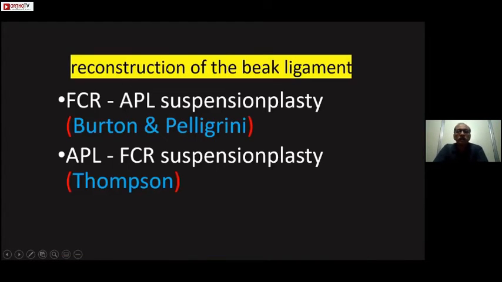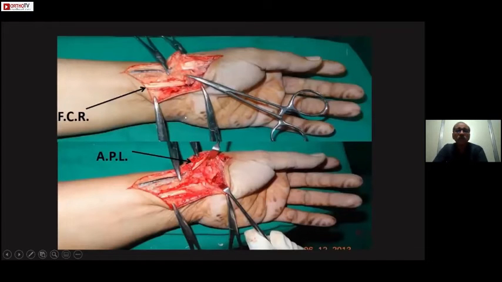And then to reconstruct the weak ligament, classically Burton had described the flexor carpi radialis to APL suspension plasty, but I find that this is much better: the APL to FCR suspension plasty, described by Thompson. And that's how we do it. This is the FCR tendon which is identified here, and these are the slips of the APL.